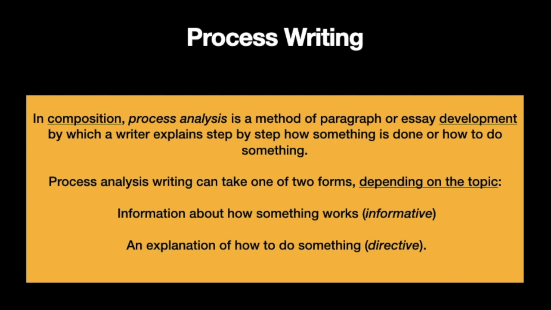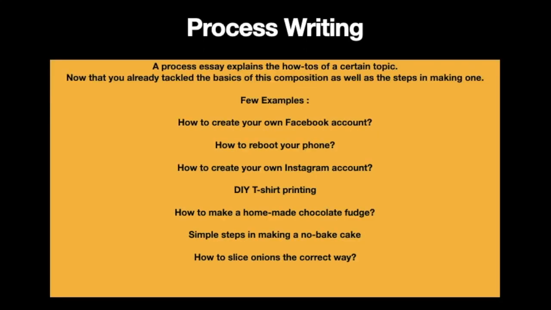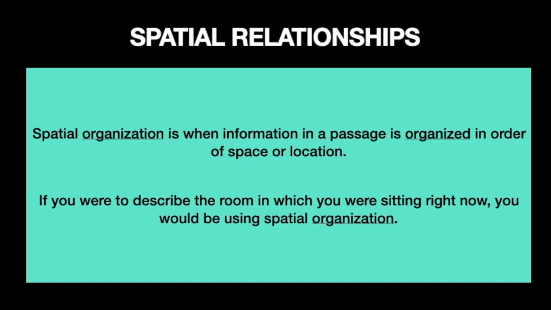Now, what is process writing? Process writing is like you're telling something in a sequence. Either you're giving some information or you're explaining something, you're giving directions, but it has a start, and it has a method in which sequence you'll be doing it. An example is anything where you tell how to do something, from how to create your Facebook account to how to slice an onion the correct way, steps in making a no-bake cake, or maybe how to create your Instagram account. It has a sequence, it has steps, and these steps have to be followed. So this is called process writing.